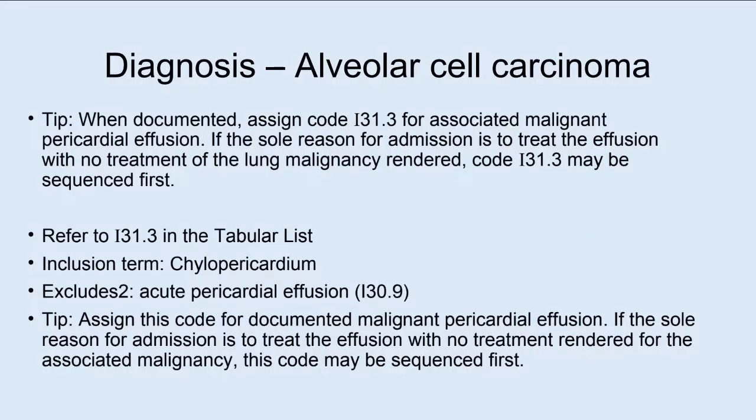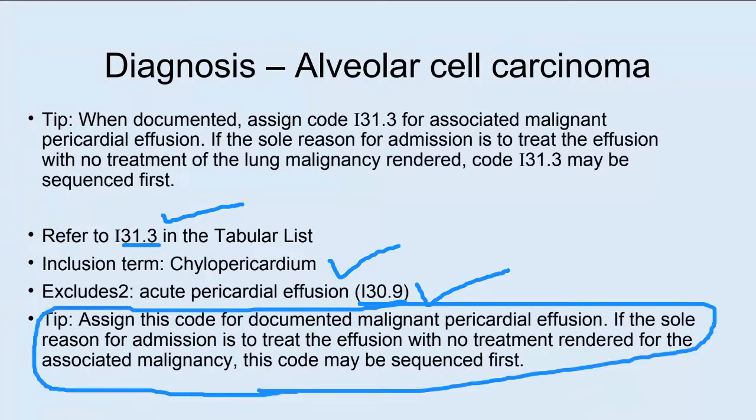Okay, so here's that tip again. And so let's go to the I31.3 and see what we got there. There's an inclusion term that's not related here. Excludes2, acute pericardial effusion. So it's possible to do this code and this code, but that's not the case here. And again, it has the same tip it had previously about sequencing, okay?